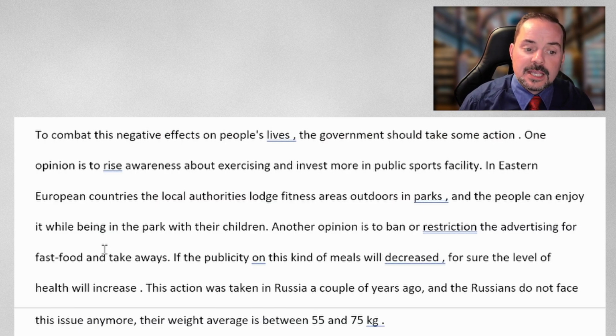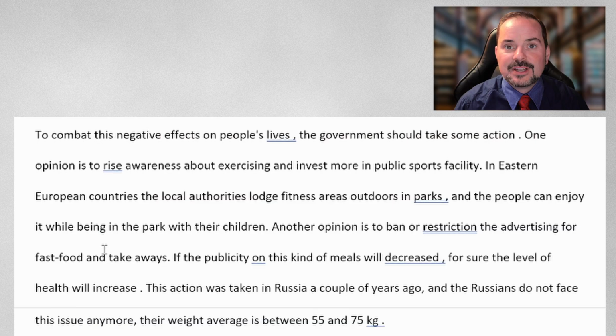If the publicity on this kind of meals will decrease, for sure, the level of health will increase. This action was taken in Russia a couple of years ago, and the Russians do not face this issue anymore. Their weight average is between 55 and 75 kilograms.